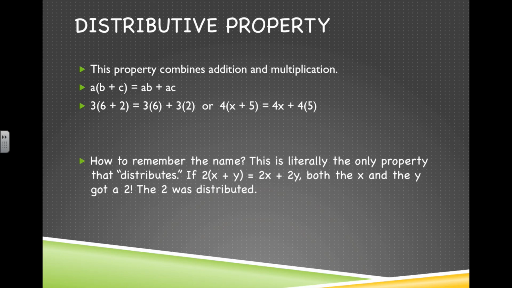This is literally the only property that distributes. If 2 times the quantity x plus y is equal to 2x plus 2y, both the x and the y got a 2. The 2 was distributed.